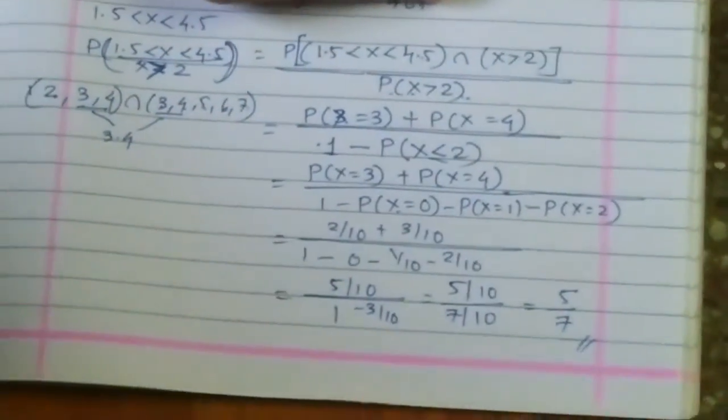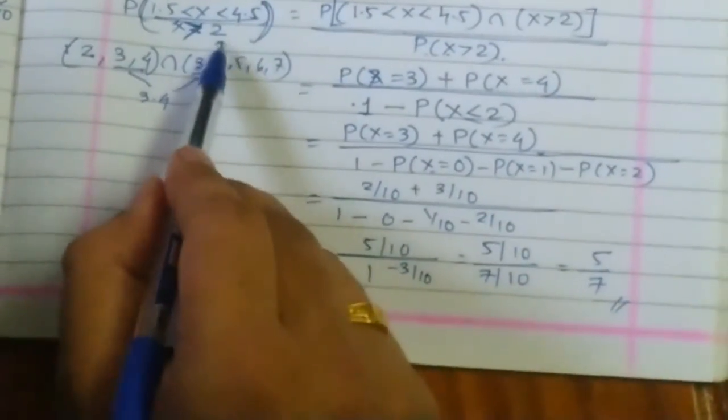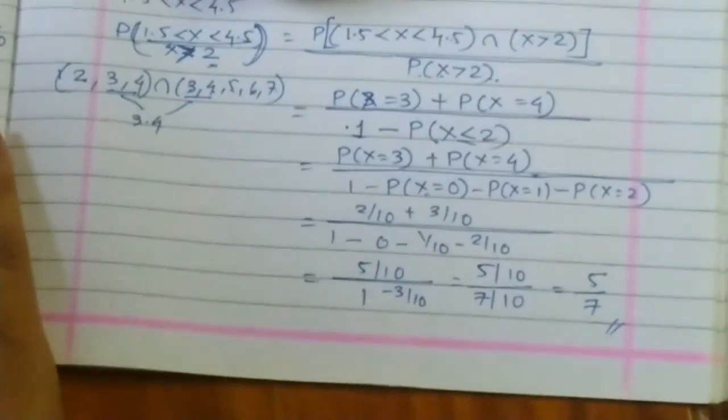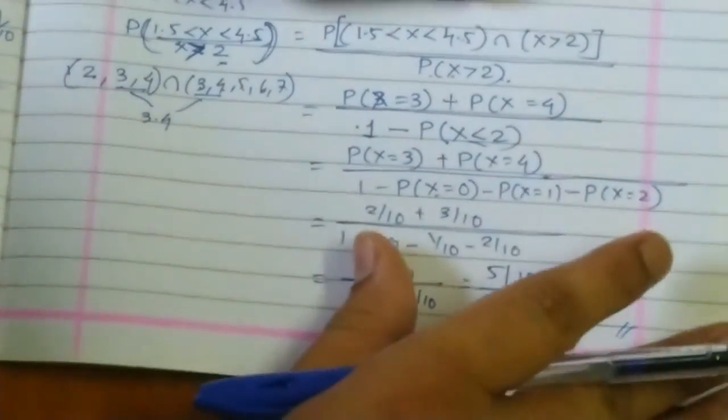So this is how we can calculate the probability of this. We can calculate the conditional probability in the case of a probability distribution. Okay. So in the next lecture we would like to discuss a few more examples on this particular topic.